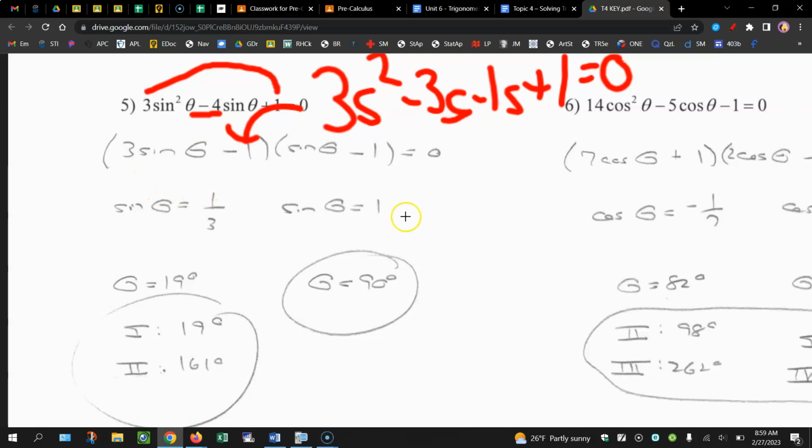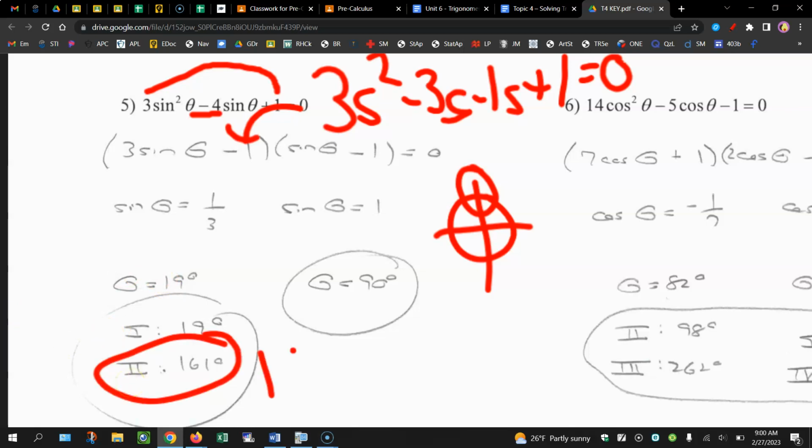So sine theta equals 1/3 and sine theta equals 1. Again, unit circle, because you have one of those special values of 0, 1, or -1. Sine is y, equal to 1 at 90 degrees. When you do inverse sine of 1/3 on your calculator, you get 19. Sine is y, it's positive in quadrants 1 and 2. To get this 161, you're doing 180 minus 19 degrees.